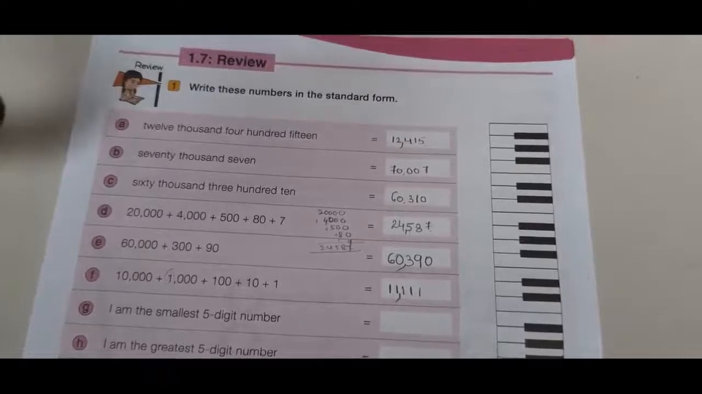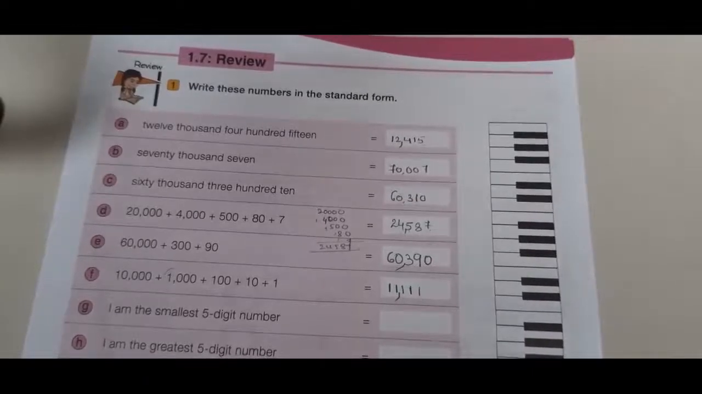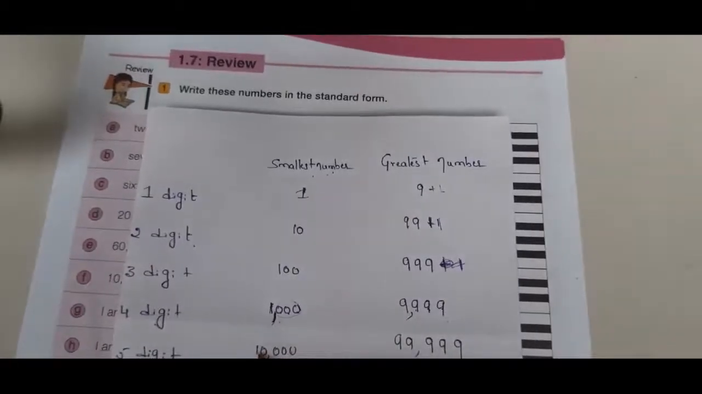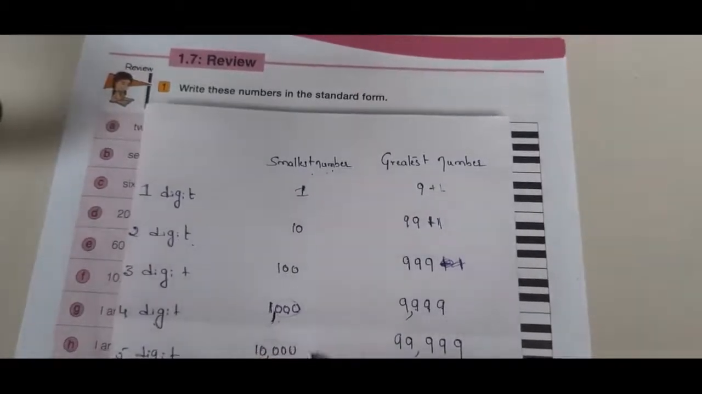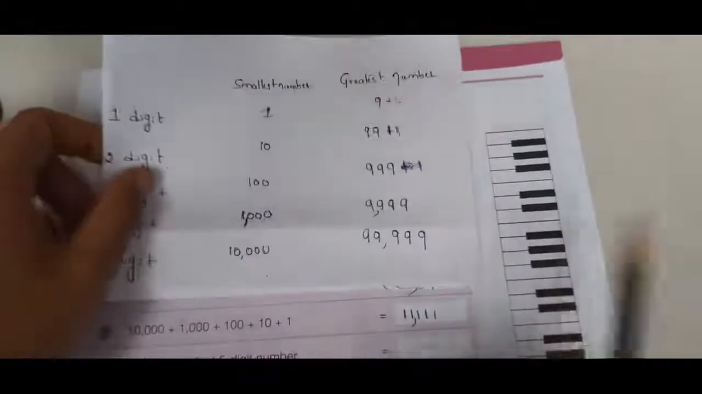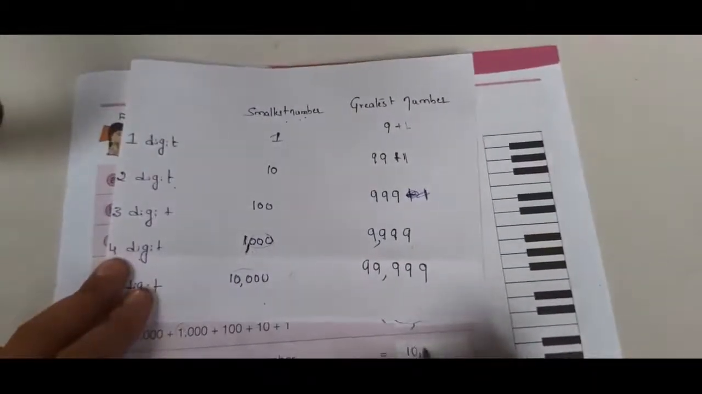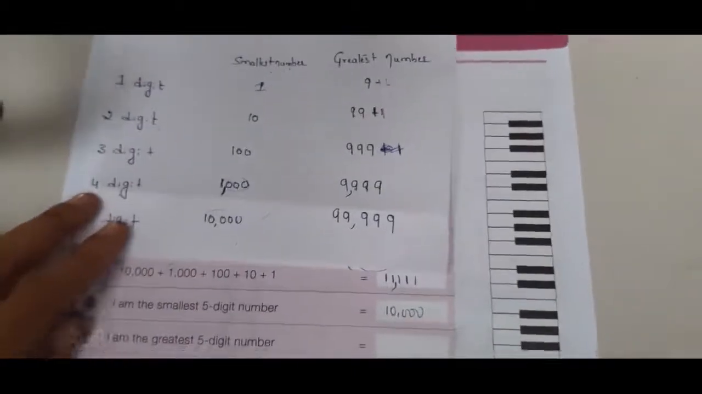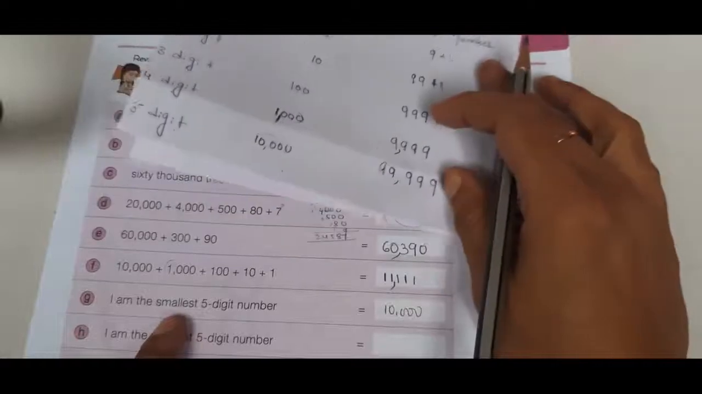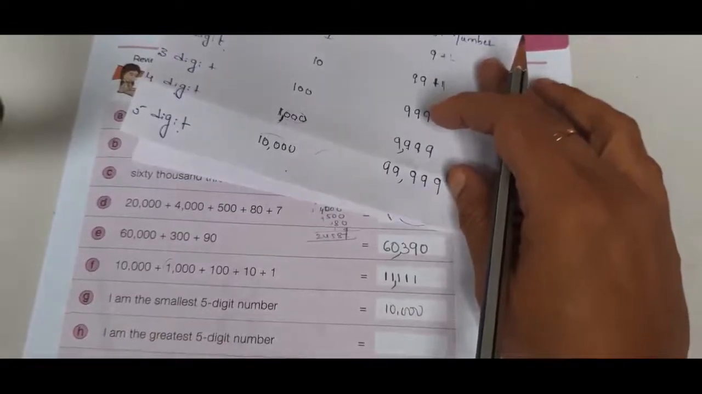I am the smallest 5-digit number. Which is the smallest 5-digit number? The smallest 5-digit number is 10,000.